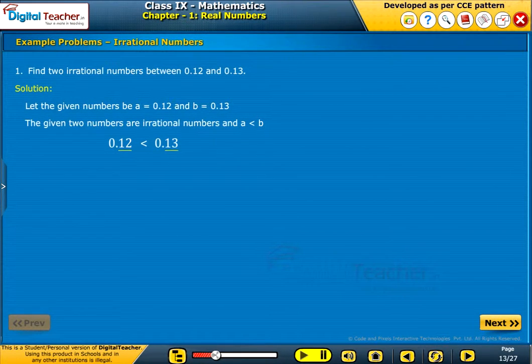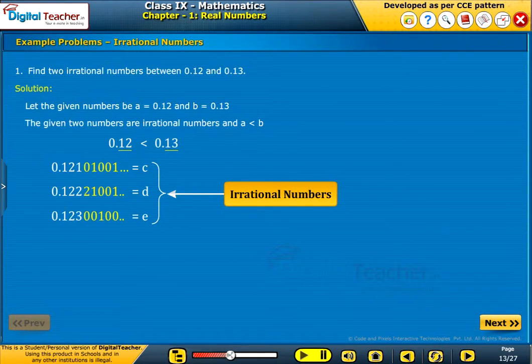Now, let us write some numbers such that greater than A and lesser than B. They are 0.121, 0.122, 0.123. Now, add some non-terminating recurring decimal to these numbers as shown on screen. Let us assume these numbers as C, D, E. Thus, we conclude that the numbers C, D, E are irrational. Therefore, A less than C, less than D, less than E, less than B.